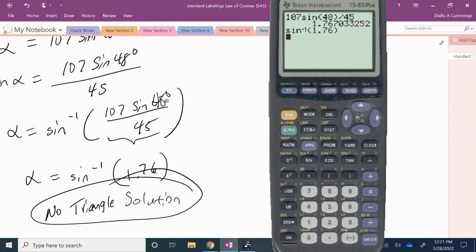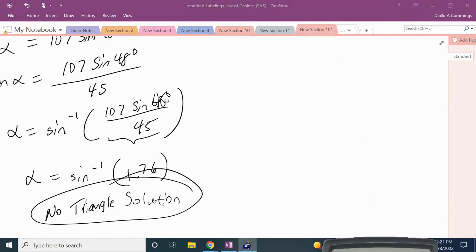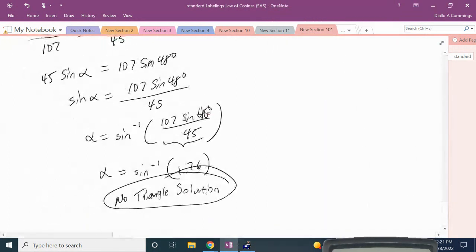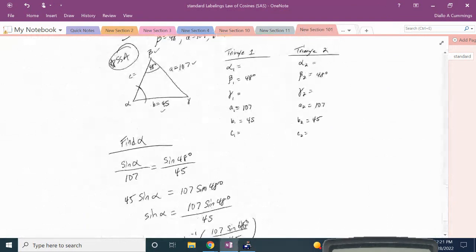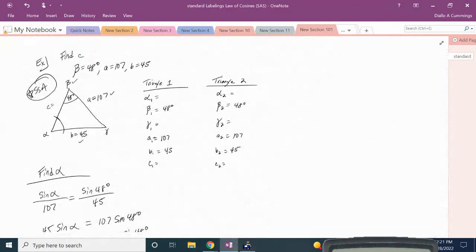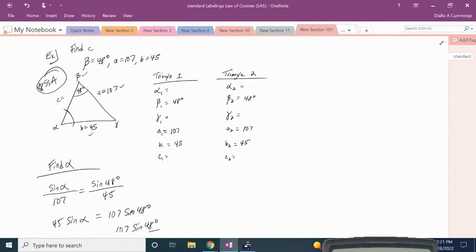All right, so we're going to just stop here with the no triangle solution. Just to recap, whenever you're given a side-side-angle set of measurements, you should always treat the solution as a two-triangle solution. The dimensions you put in for triangle 1 are the exact same dimensions that you put in for triangle 2.